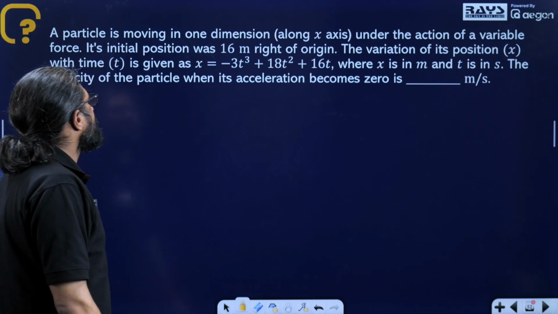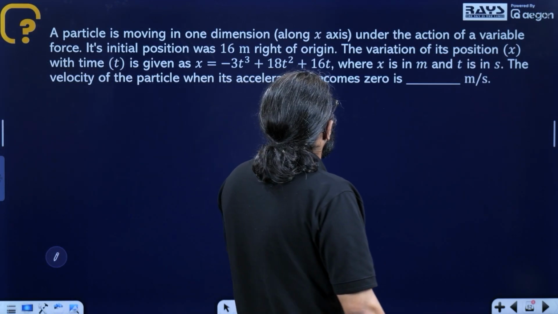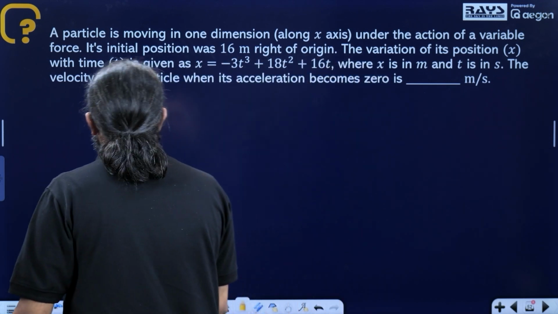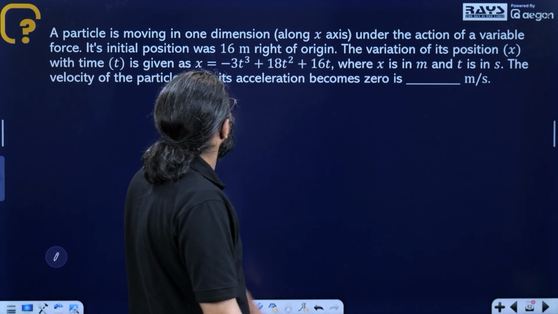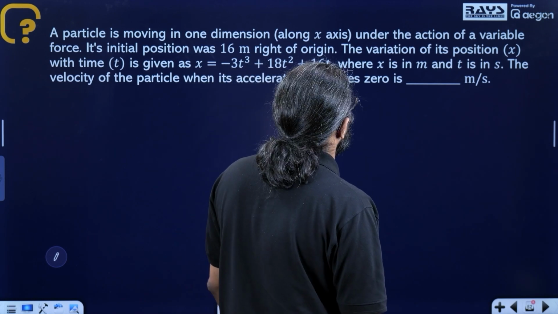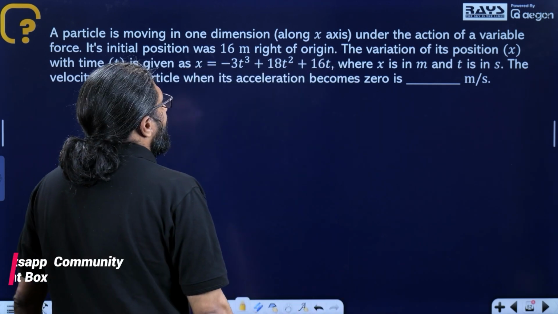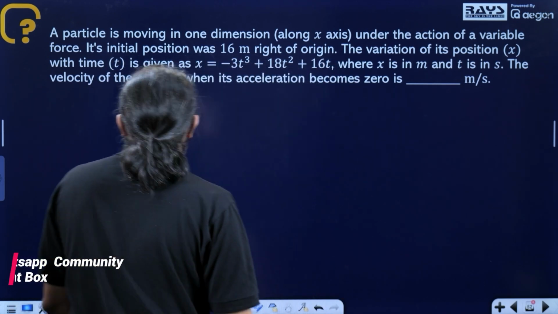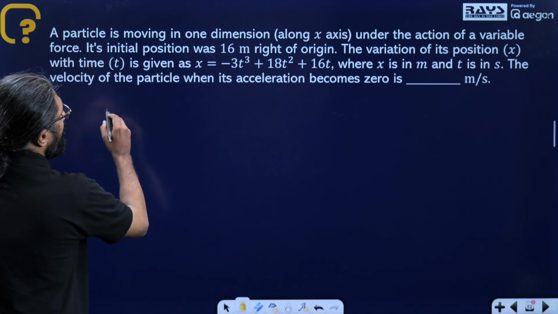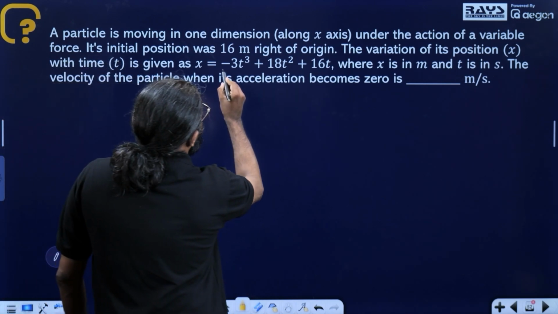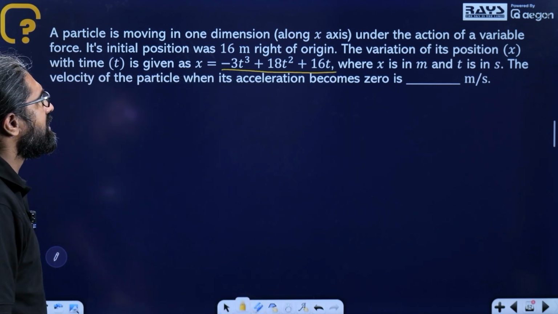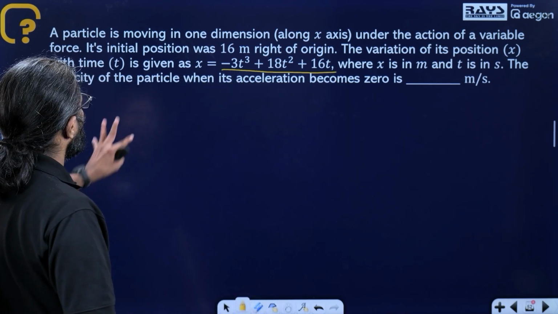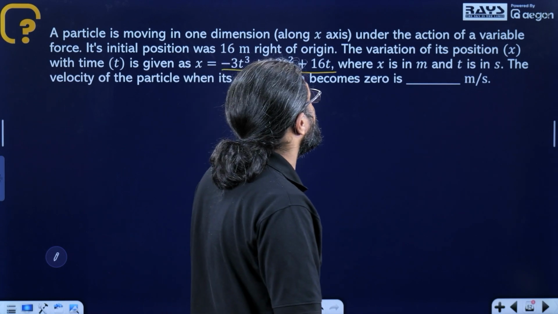Question. A particle is moving in one dimension under the action of a variable force. Its initial position was 16 meters right of the origin. Initial position 16 meters to the right of the origin, it says. The variation of its position x with time is given as a function. X is equal to minus 3t cube plus 18t square plus 16t, where x is in meters and t is in seconds. The velocity of the particle when its acceleration becomes 0 is.